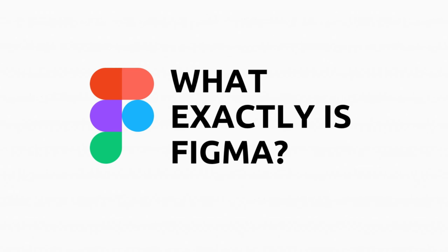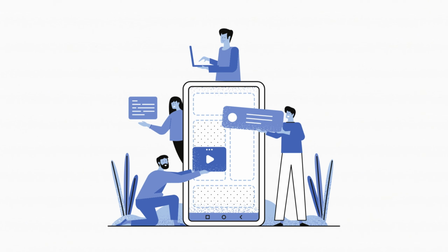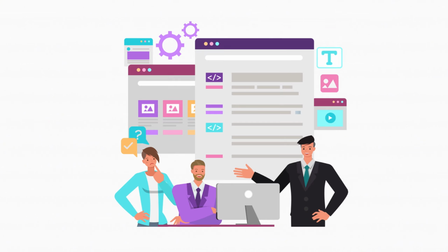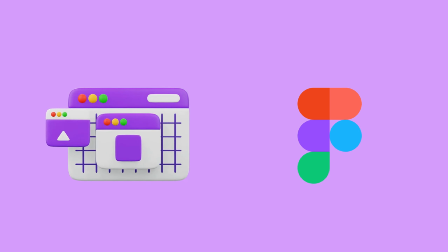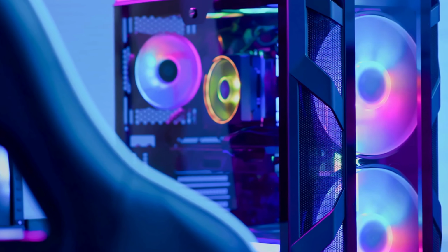What is Figma? So, what exactly is Figma? Figma is a cloud-based design tool used to create digital products. Think of it as Photoshop, but specifically built for designing apps, websites, and user interfaces. Unlike older design software, Figma runs directly in your web browser. That means you don't need a powerful computer, and your files are automatically saved online.